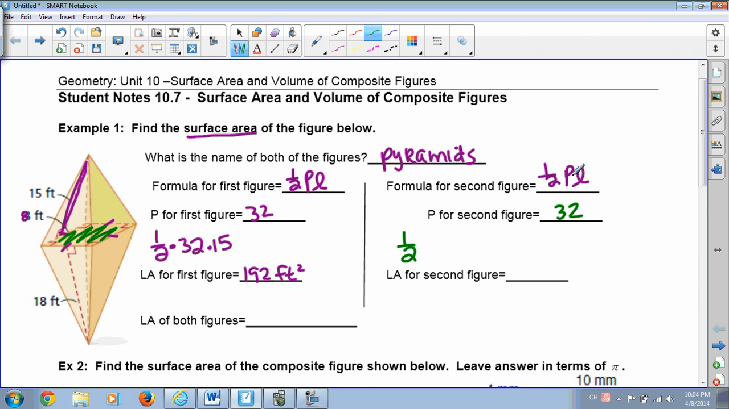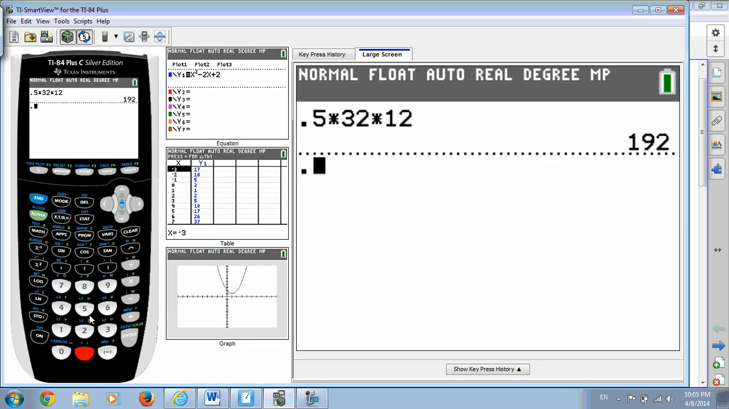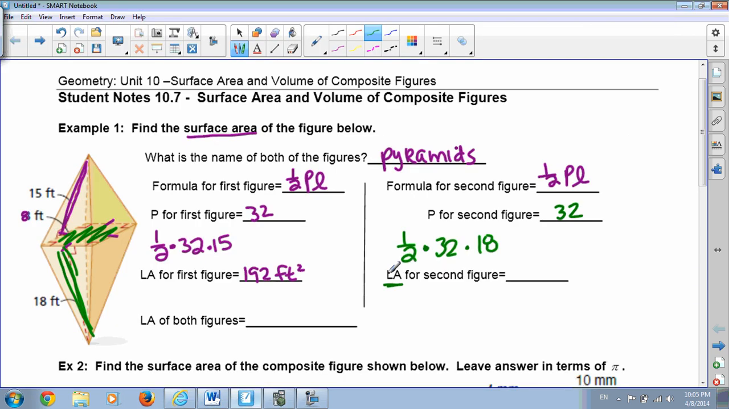Okay, so we're going to follow our formula to find the lateral area. The lateral area is 1/2 times perimeter, which is 32, times the slant height of our bottom pyramid, which is right here. Horrible, but you can see that it's pointing to the 18. So in our calculators, when we do 1/2 times 32 times 18, we get 288. So the bottom pyramid is clearly larger than the top pyramid.